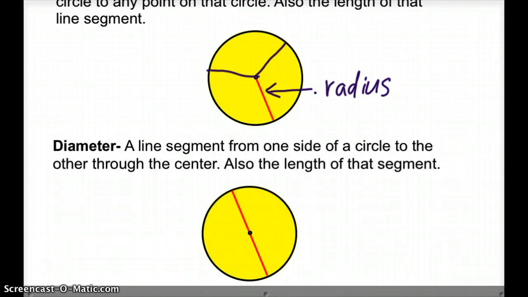Your next word is diameter. This is a line segment that goes all the way across a circle, and it goes through the center point. It has to go through the center. And it's also the length of that. So to find the diameter, we need to know how long is that red line. Again, the diameter has to go through the center point.